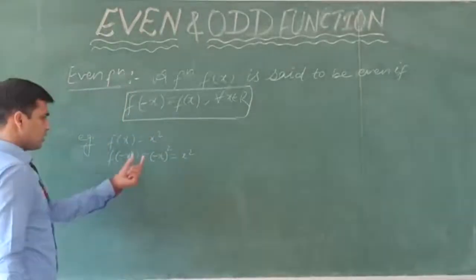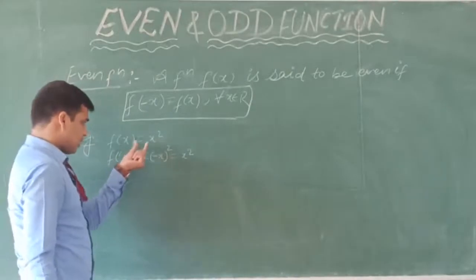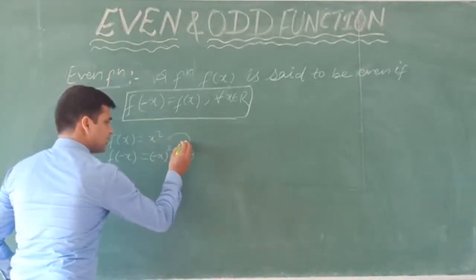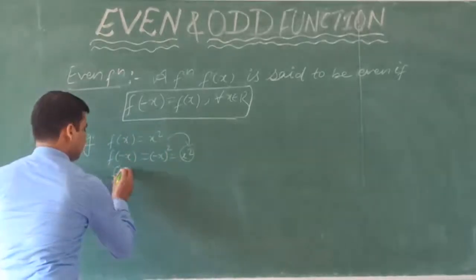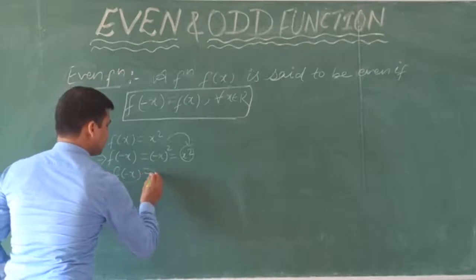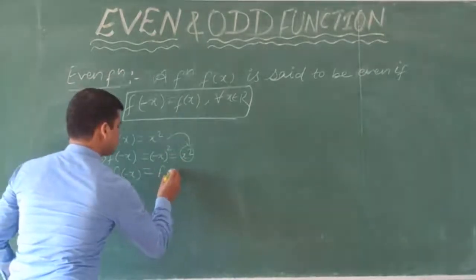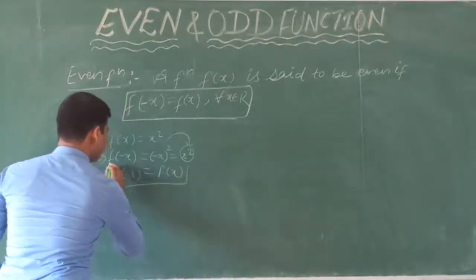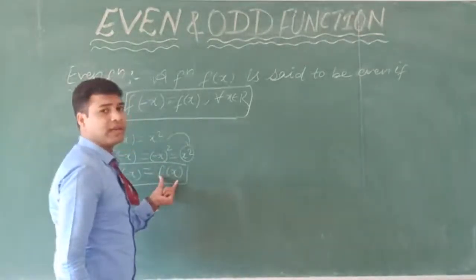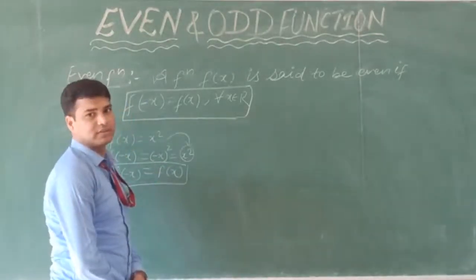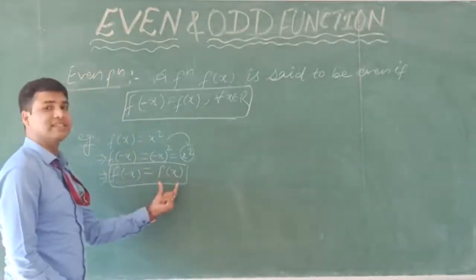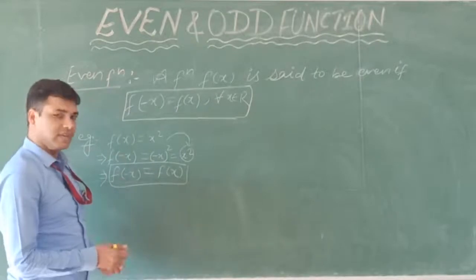Now you can notice one thing here, this one is x square, so what is the value of this? f of x. So here we are getting the same, so instead of this we can write f of x. So f of minus x equals f of x. So we can say this is an even function, meaning whether we substitute positive or negative, we are getting the same function, so it is an even function.